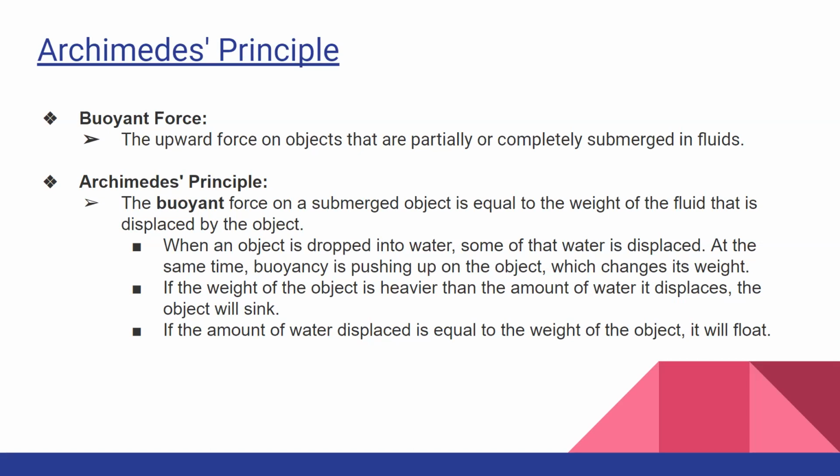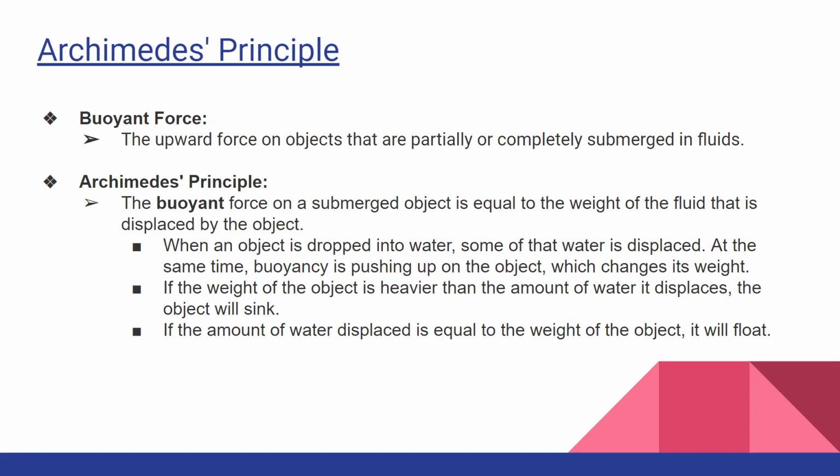It doesn't matter whether the object is sinking, completely submerged, or partially submerged. This buoyant force will always be there, and it's always directed up towards the surface. The principle itself states that the buoyant force on a submerged object is equal to the weight of the fluid that's displaced by the object.